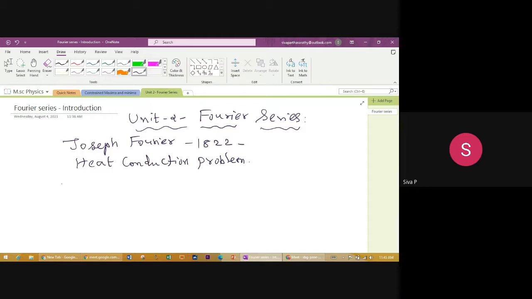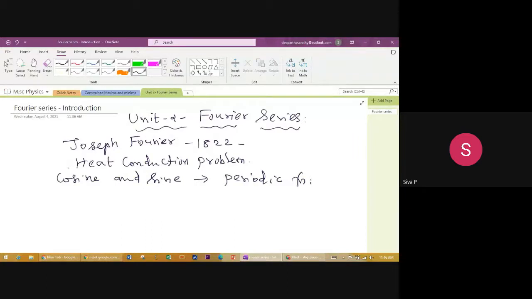The Fourier series are series of cosine and sine terms. Fourier series consists of cosine and sine terms. Actually, one important characteristic of the cosine and sine terms is that both are periodic functions. Actually, what is called a periodic function? And then what is the use of this Fourier series when you are writing any function in terms of the cosine and sine terms?